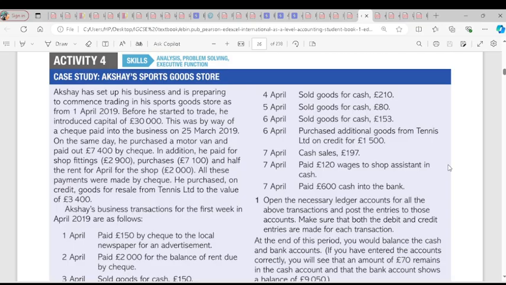6th of April, 155, and 6th of April again. Then the 7th of April, 197. All these are the transactions done with cash. Okay. Sold goods, we sold and we received cash.